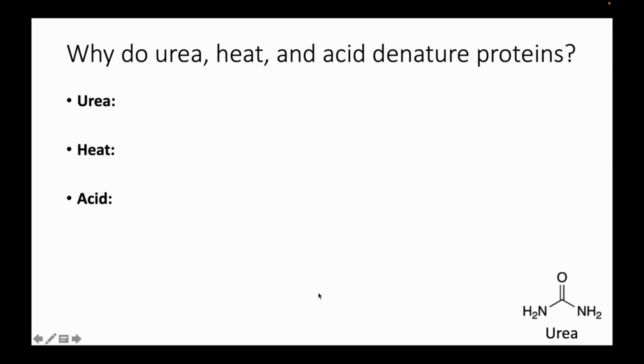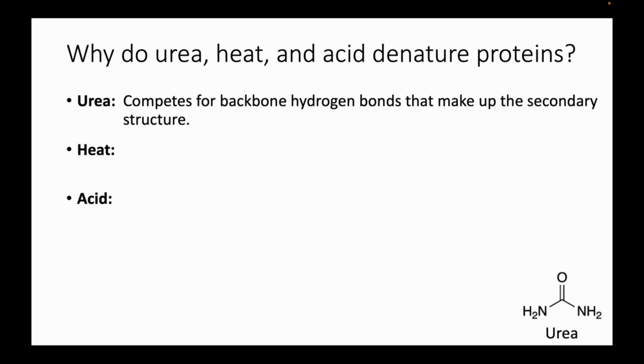So let's think about that. Why do urea, heat, and acid denature proteins? Well, for urea, let's start by thinking about the structure. What does this structure remind you of? Some parts of it look pretty similar to the carbonyl and the amine on the peptide's backbone. And we know those are very important for the hydrogen bonds that stabilize alpha helices and beta sheets. So urea competes for those backbone hydrogen bonds that make up the protein's secondary structure. If a carbonyl in the protein could just as easily hydrogen bond with the amine and urea, then it might do that, and then your alpha helix is going to fall apart.